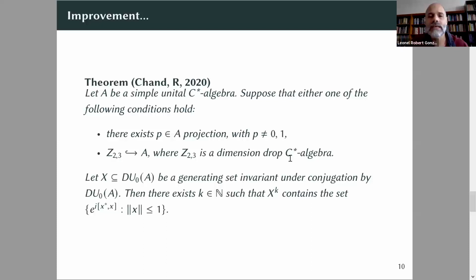It's a generating set. Then there's a power of the set, so products of elements of X, such that it will contain this specific generating set, exponentials of self-adjoint commutators. And I could also put here those square zero elements. So basically, any generating set that is invariant under unitary conjugation, after you raise it to a finite power, will contain this sort of canonical generating sets.